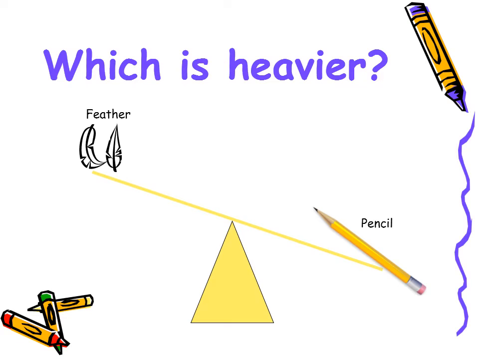Let's compare between two items. On the seesaw, we have a pencil on one side and a feather on the other side. We want to find which is heavier. The pencil is heavier here because the pencil is down and the feather is up.